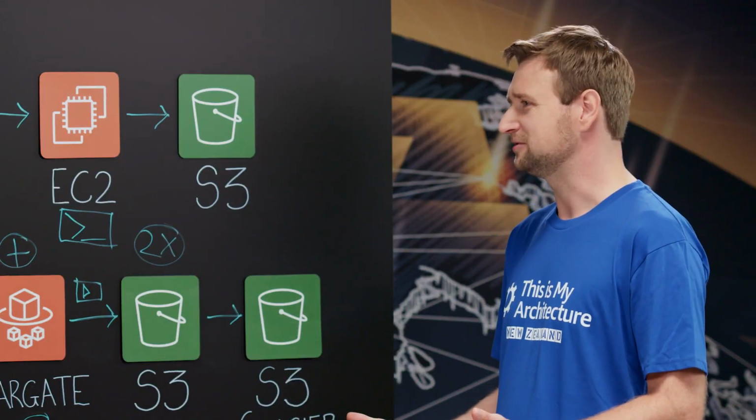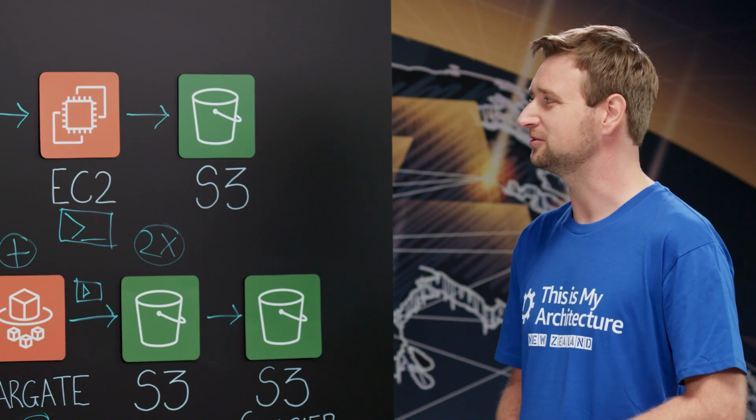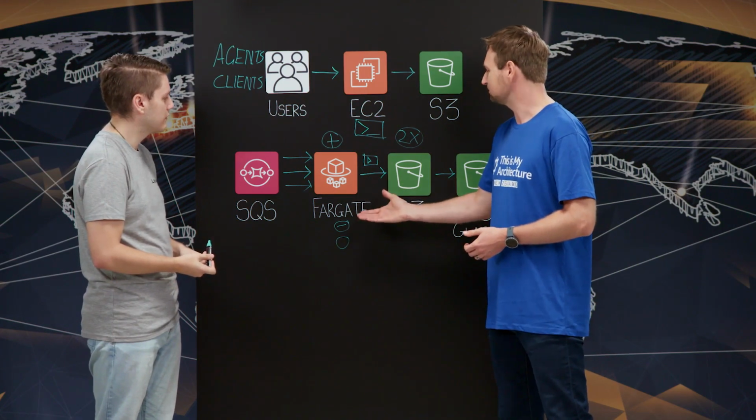Now, that's a perfect use case for Glacier when you can store the raw file and then process them again if you need to. Well, thank you for sharing this architecture and particularly the details that made you choose between Fargate and EC2.